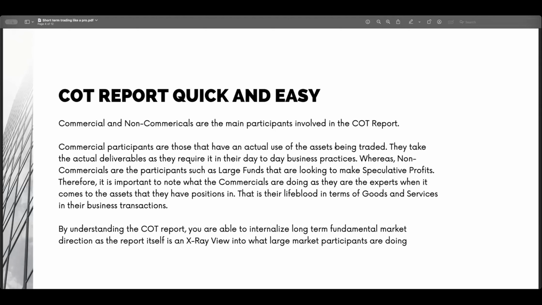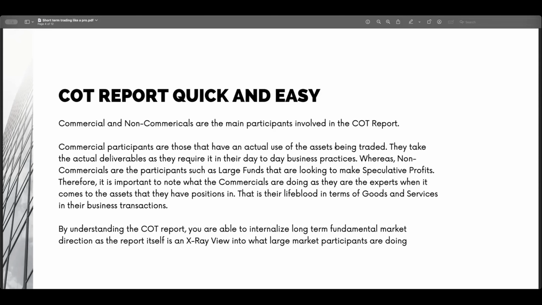Let's take jewelry companies, for example, jewelry companies that produce gold jewelry. So if they do take part in the futures market for gold, they will actually have a stake in the actual gold asset. They will get that gold asset on the expiry date. Okay, so that's the main difference between commercials and non-commercials. So non-commercials, they are the participants, yeah, such as large funds that are looking to make speculative profits. Just like how we look to buy and sell, they are also looking to buy and sell and make a profit in the difference in price.